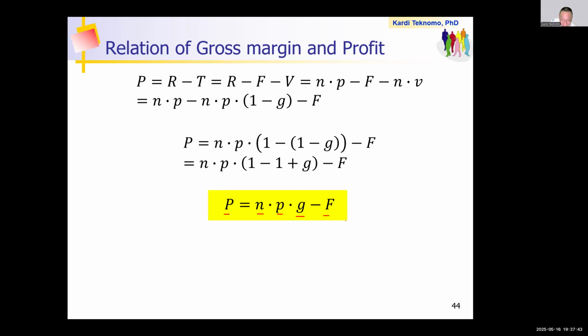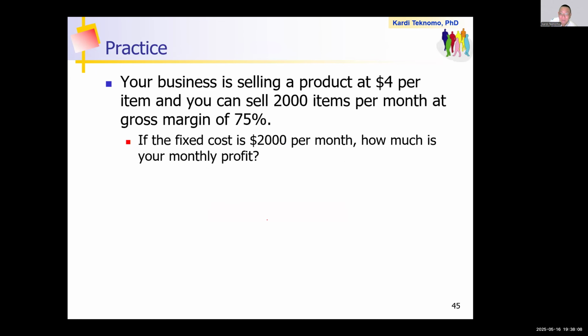then if you know the fixed cost, you know your profit. Or you can target the profit that you want: you know the demand and the price, and you know the cost that you have, then you target what gross margin you want. So you can reverse that using the formula.